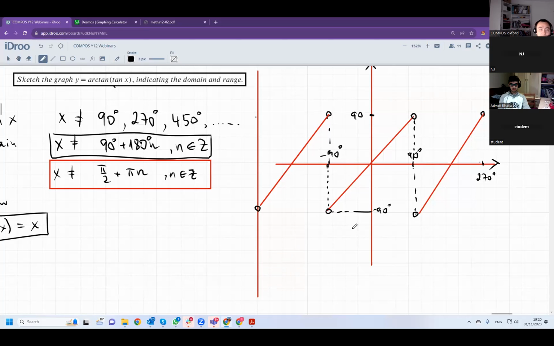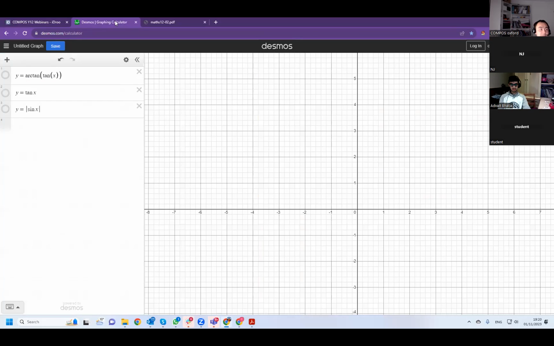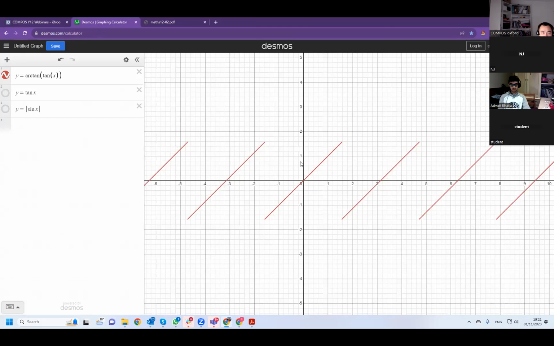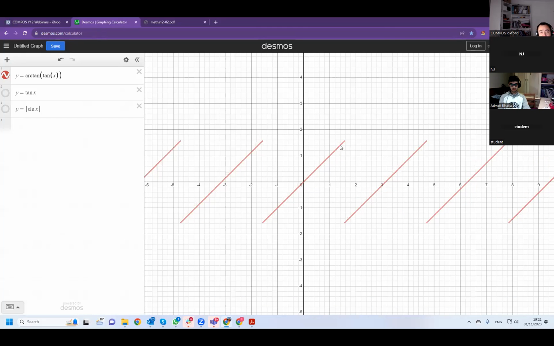Minus 90, of course. Minus 90. Thank you. X and Y. And let's have a look. I've drawn this function, and indeed it looks like this. Now this is in radians, of course. That's why it's not 90. It's in radians, but you get the idea. It's a straight line repeating itself.